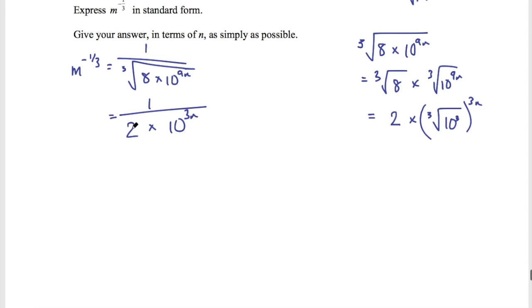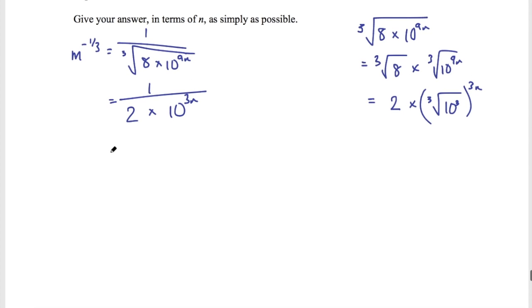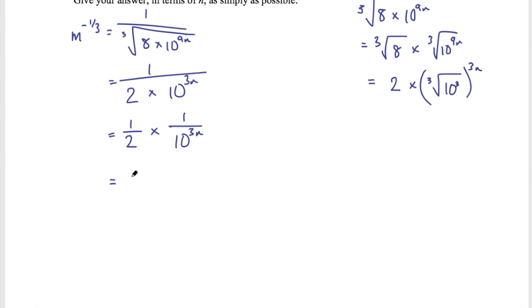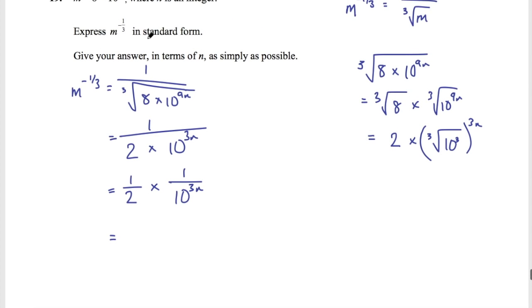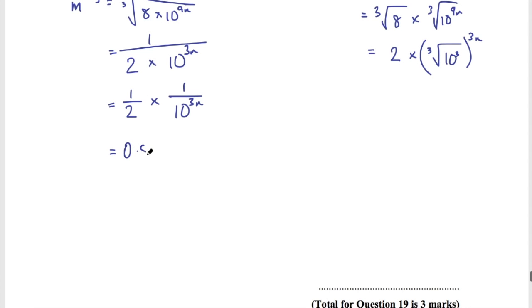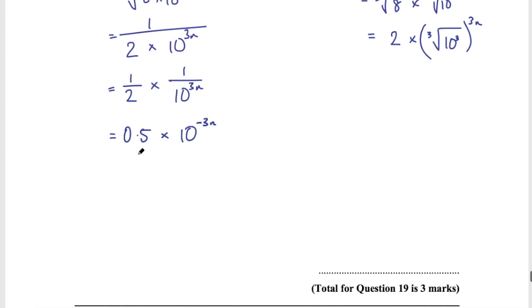So my next line is 1 divided by 2 times 10 to the 3n. And we can split that up into a half multiplied by 1 over 10 to the 3n. Okay, so I've just split that fraction up into 2 pieces. Another way to write this, if we're thinking about our standard form, well, this half could be written as 0.5 times 10 to the minus 3n. 1 over anything can be written as a negative exponent. And now, to be in standard form, this first number needs to be between 1 and 10. So I can change this to 5 by multiplying by 10.